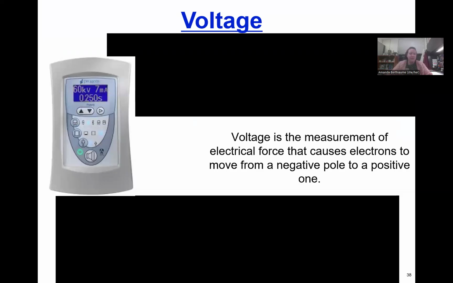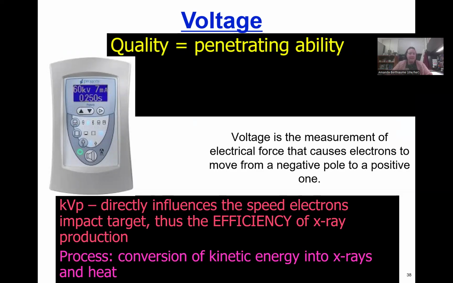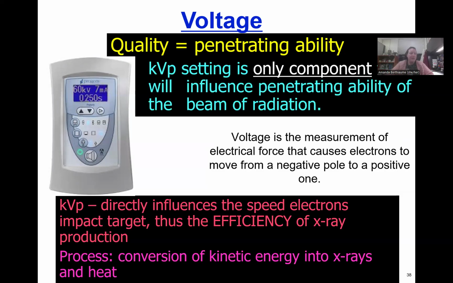We then have voltage, right? So we have kV and kVp, and it's the only component that will influence penetrating ability, right? So it can determine what it's going to get through with the kVp. And it's the efficiency of the X-ray. So it converts the kinetic energy into X-rays and heat. And again, we can manipulate the kVp going higher or lower to adjust how dense or how much radiation or how fast it's coming out to get a good X-ray picture. But again, with the new systems, you're putting it on the settings that are out there.